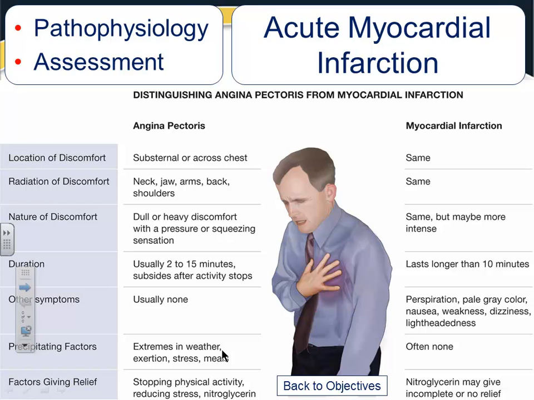They could have pain in the back. Women in particular report back pain more commonly than they report substernal chest pain. So for a woman, we call that atypical, but it's really more typical for women. So they may report back pain.